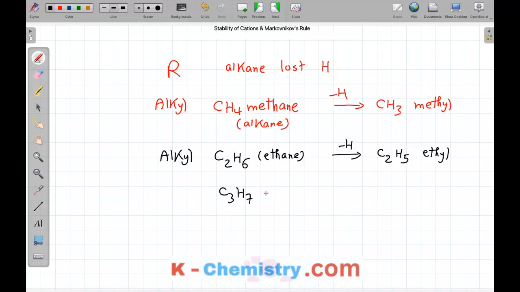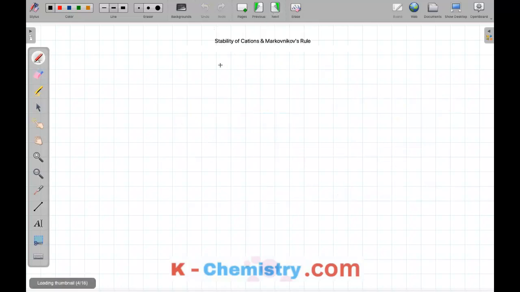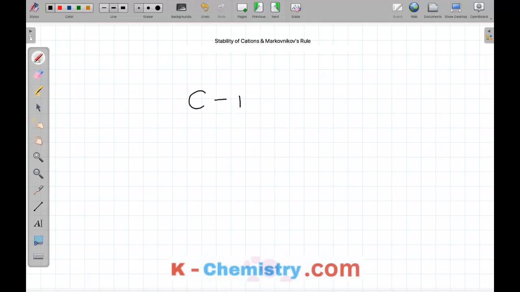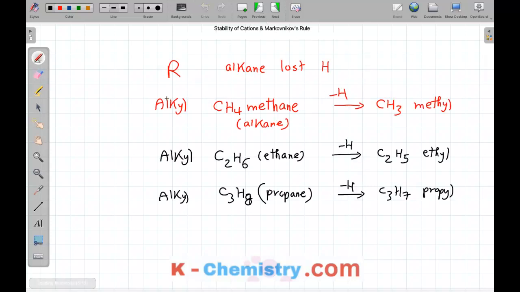Again, if I have three carbons, so I have a propane. If you lose hydrogen from this one, it will be C3H7. That was C3H8. And this is propyl. So this is the third example for the alkyl. Now let's see, the carbocation is attached to how many of these? So if the carbocation is attached to one, or two, or three, one or two or three, what? Methyl or ethyl or whatever type of alkyls.